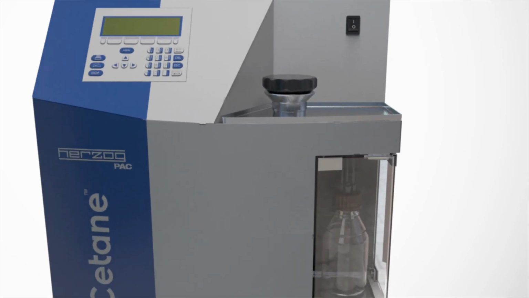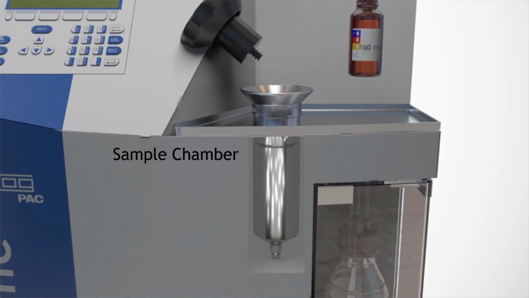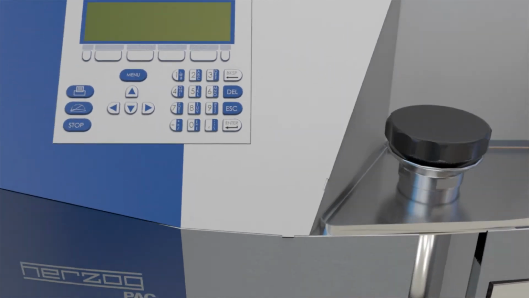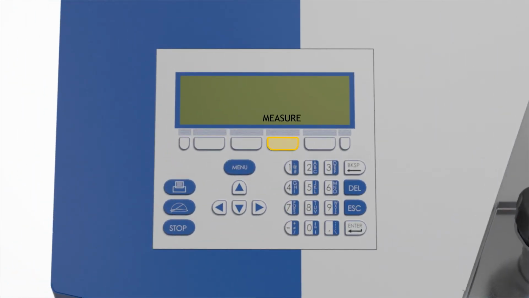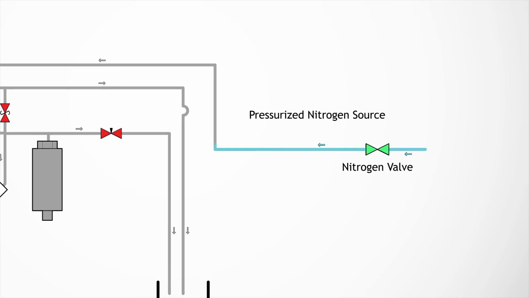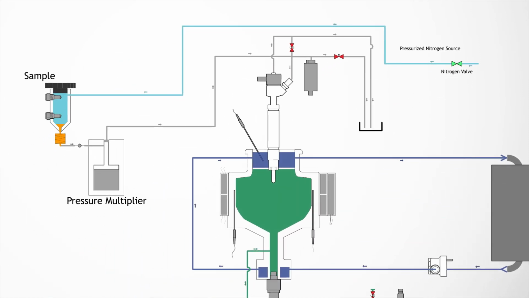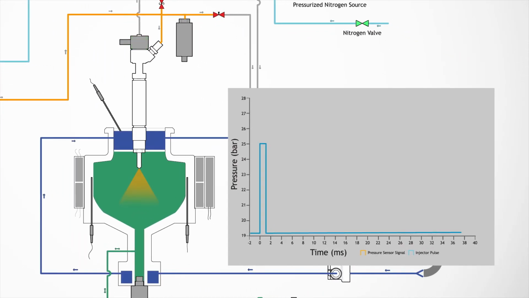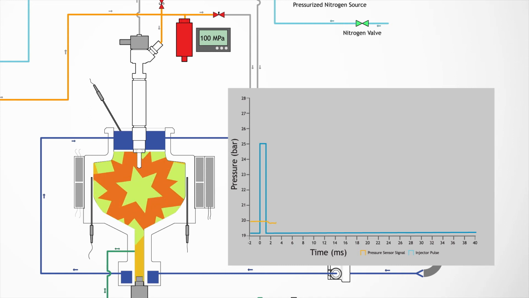Fill up the sample chamber with 160 milliliters of sample and close the lid. With the click of a button, sample flows to the injector. And as the electronic pulse is sent to the injector, the fuel is atomized inside the combustion chamber at 100 plus or minus 1.5 megapascals to ensure efficient mixing with the synthetic air already present inside the chamber.